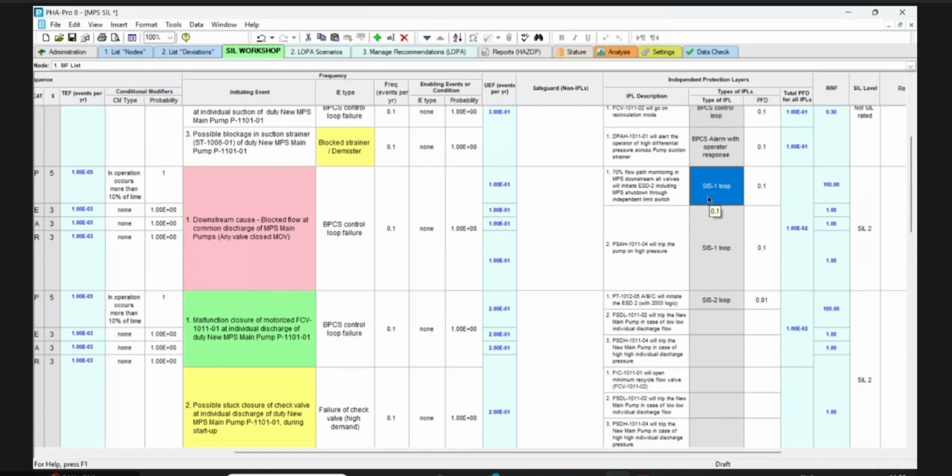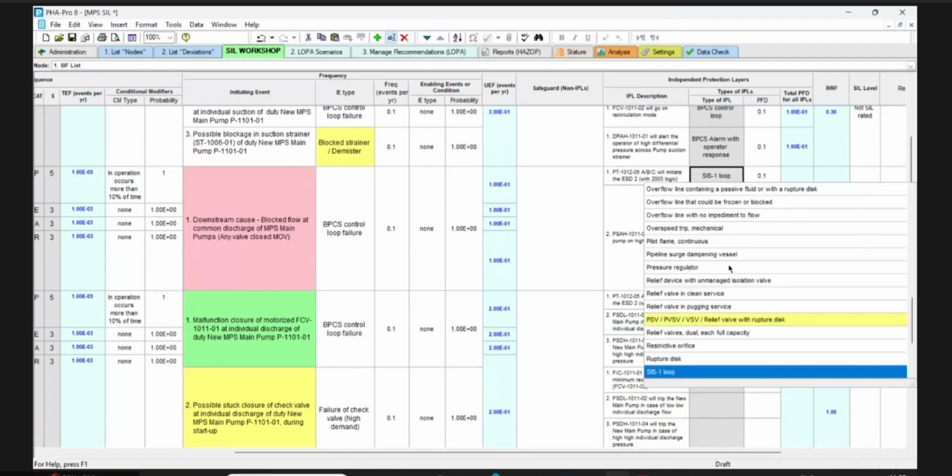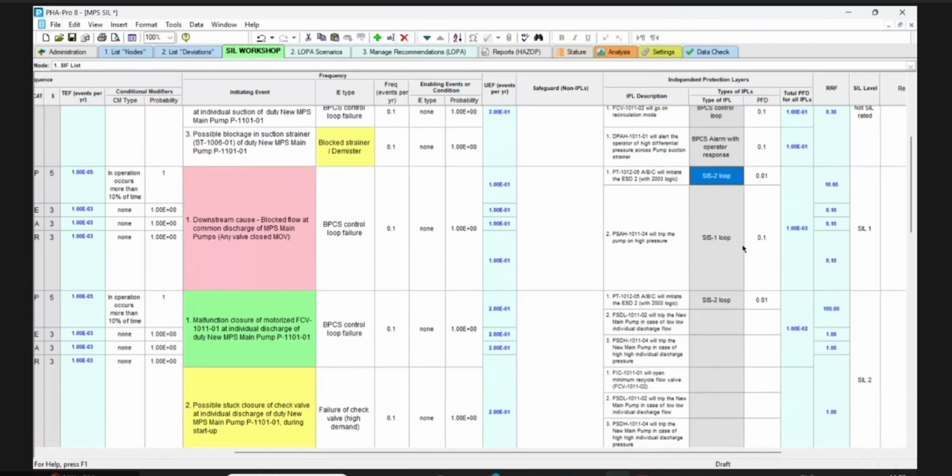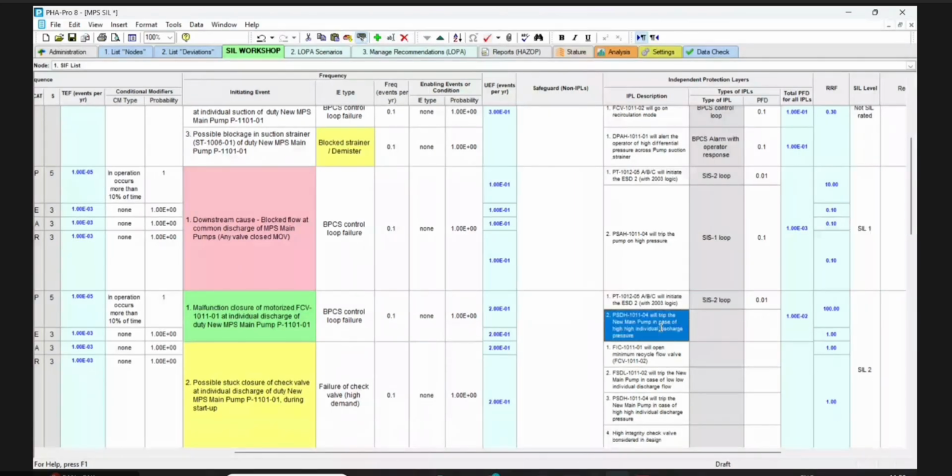70% flow path monitoring, it is the limit switch. Though it is SIL 2, better to consider the higher one, no? Then let us consider this one. You can do that, yeah. Flow path monitoring is the highest SIL rated, SIL 3, no? So I have taken SIL 2 in the first one also. So this has become SIL 1, and here SIL 2. This will go. This becomes SIL 2. Yeah.